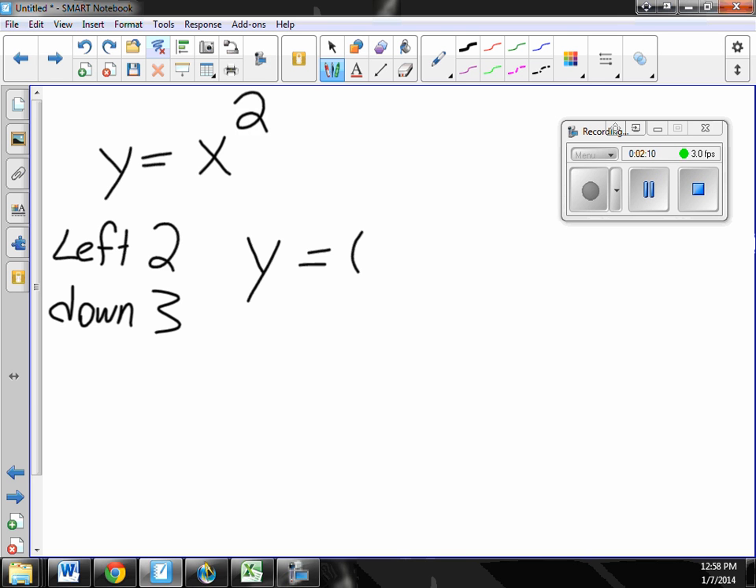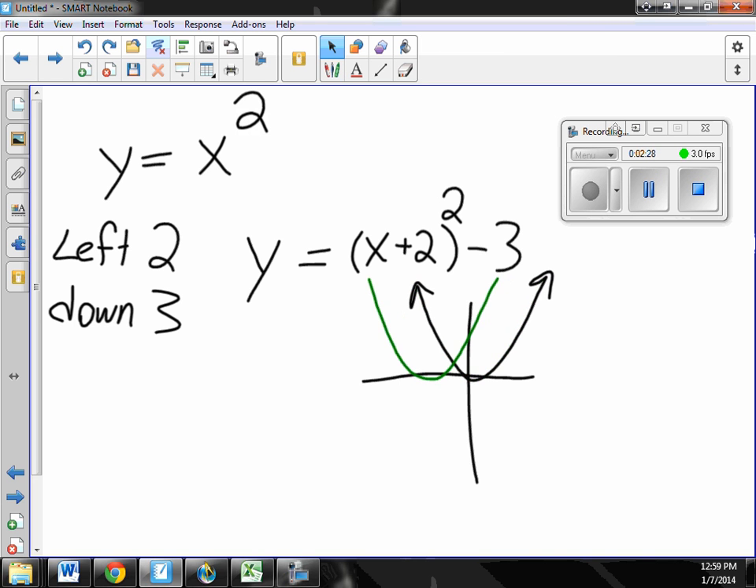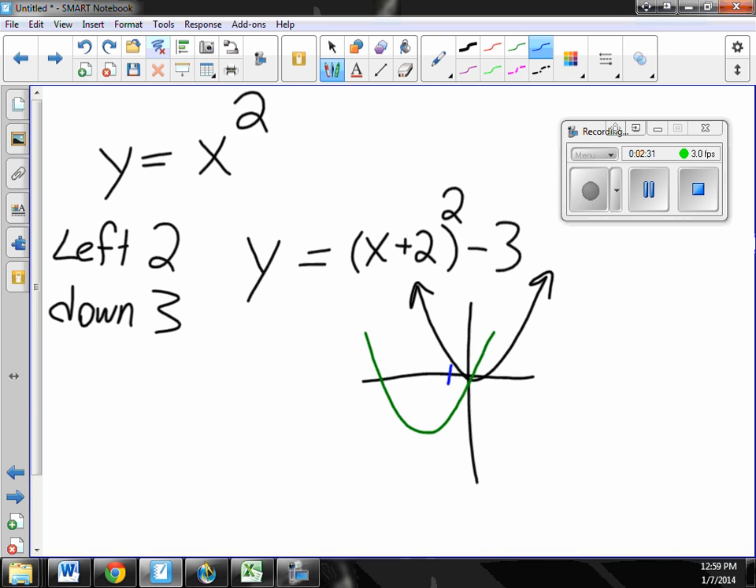Left 2, so it's going to be x plus 2 squared minus 3. So that would have the effect of taking the regular parabola. Let me draw a second version of that. When we take this left 1, 2, and down 1, 2, 3, and notice that the vertex of that parabola is at -2, -3. That is our HK, right?